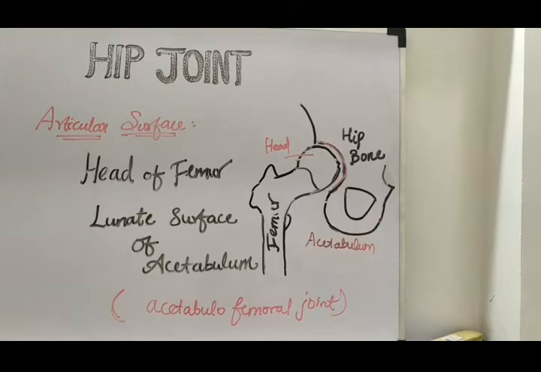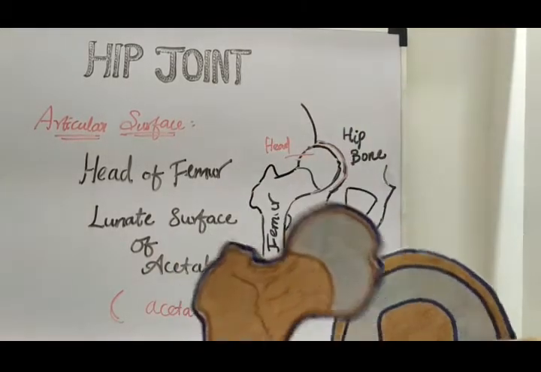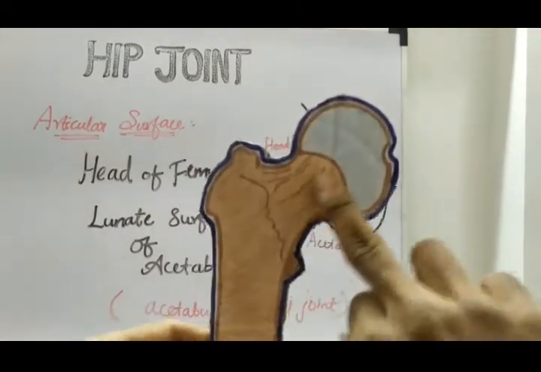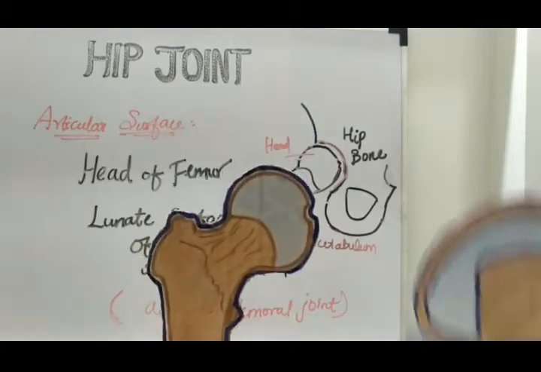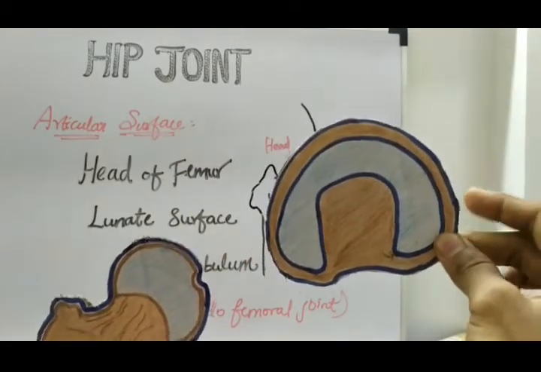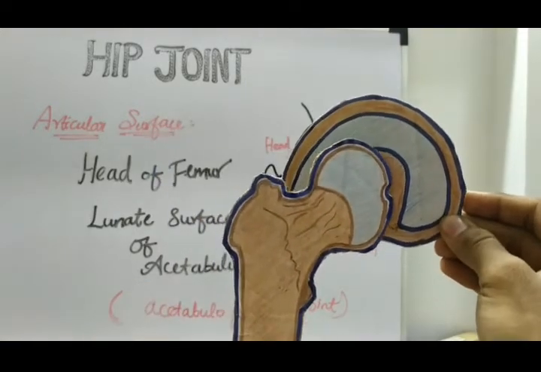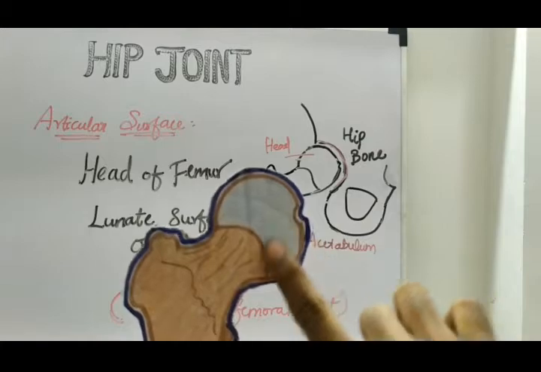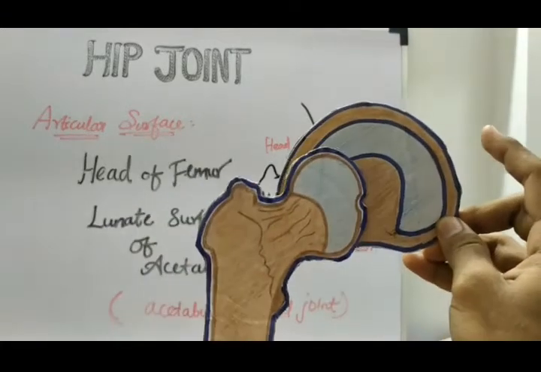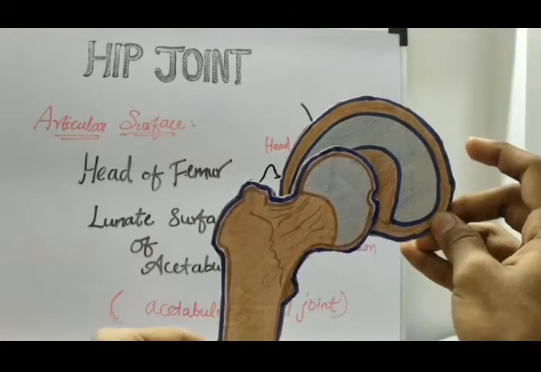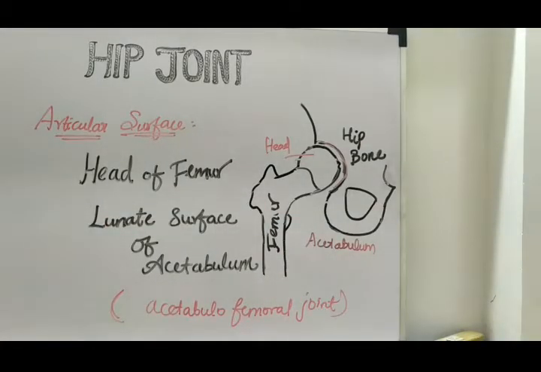So I'll just show you now. You can look here. I have just made two models. This is the head of the femur, the upper portion of the femur, and this is the acetabulum. This is how it looks. So this is how the articulation will be. The head of the femur is articulating with the acetabulum of the pelvic bone. This is how the joint will be. So I'll explain you in detail.